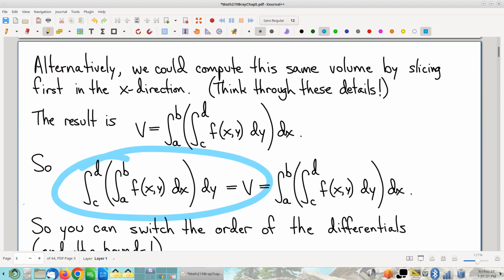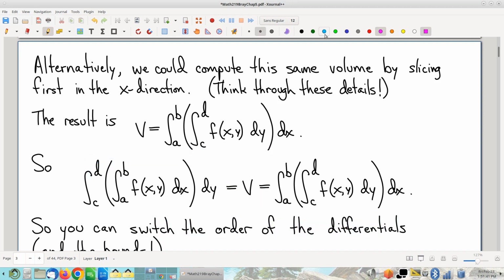And if you were to slice in the other order, you would get this. Please give this a shot. Again, you don't have to, but I think this would be a really good idea. Give this a try, follow through the details, and make sure you notice the details. A couple of things to point out.